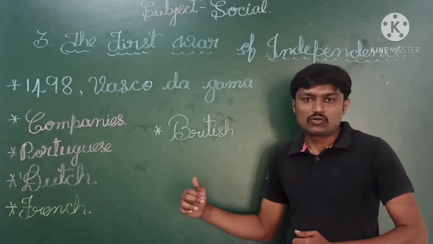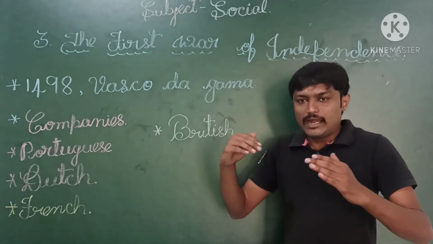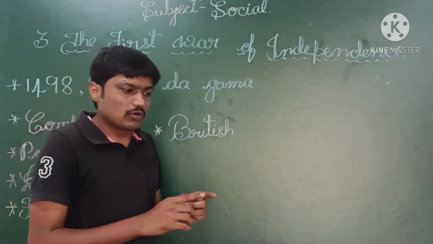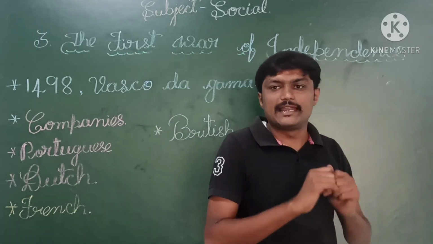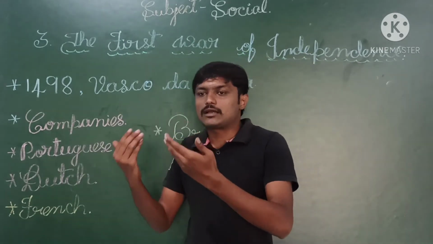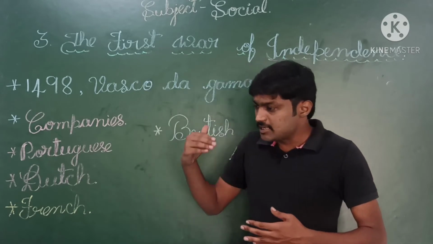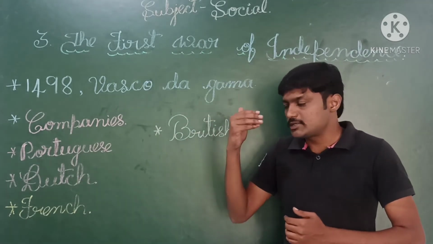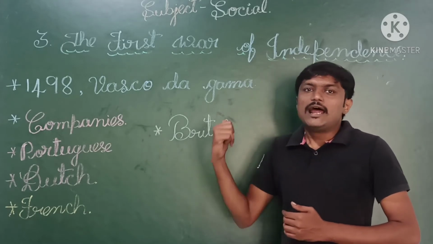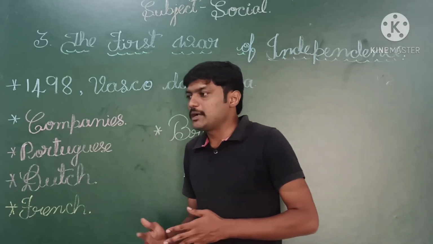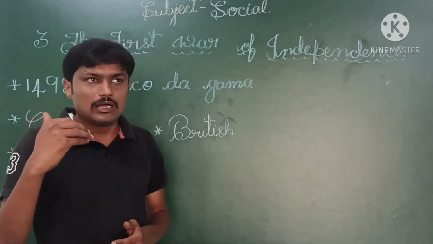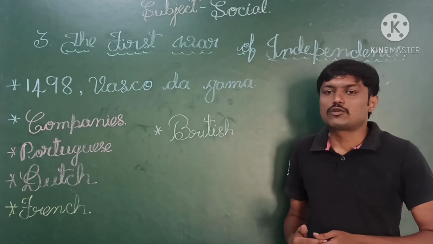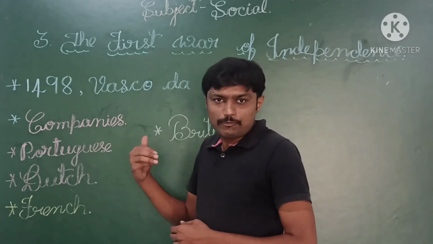They started their rule from the north part of India, and day by day they created their own colonies. They built forts around their trading centers and deployed armies in them, and some of the Indian rulers opposed the deployment of armies in their forts, and some wars happened. That is the Battle of Plassey. In the next class we are going to discuss the Battle of Plassey.